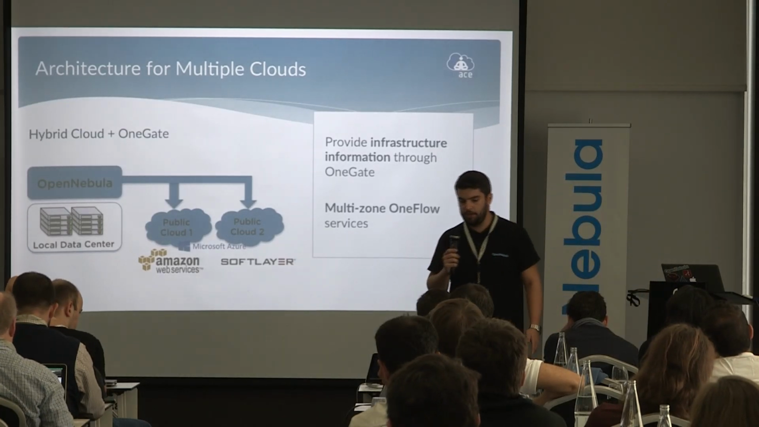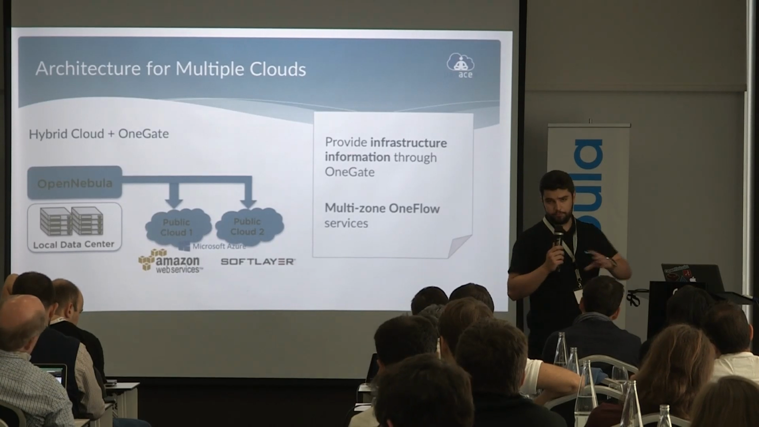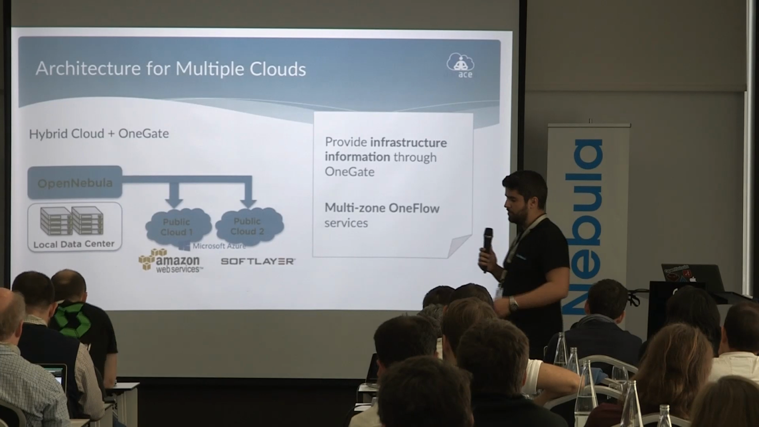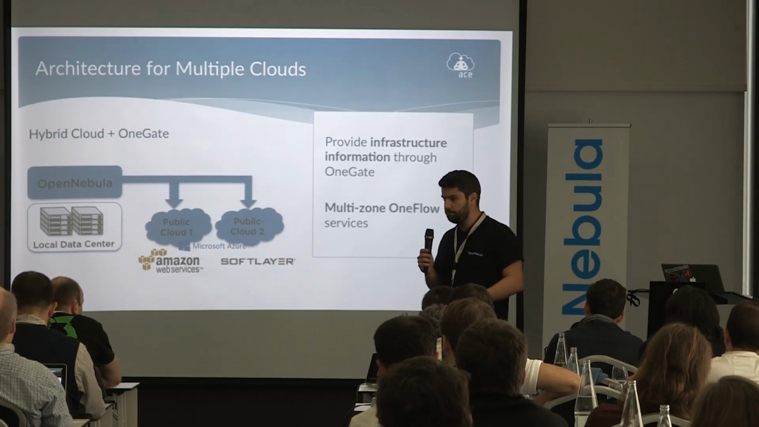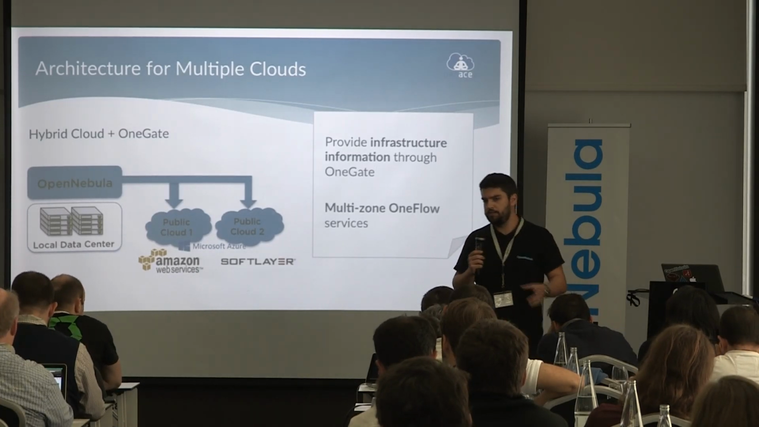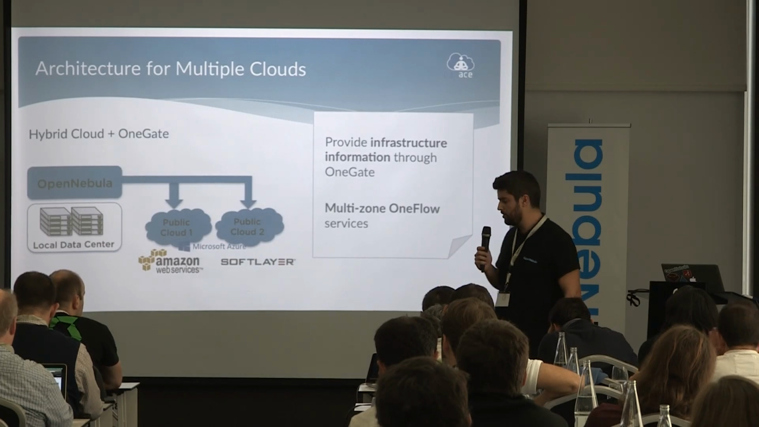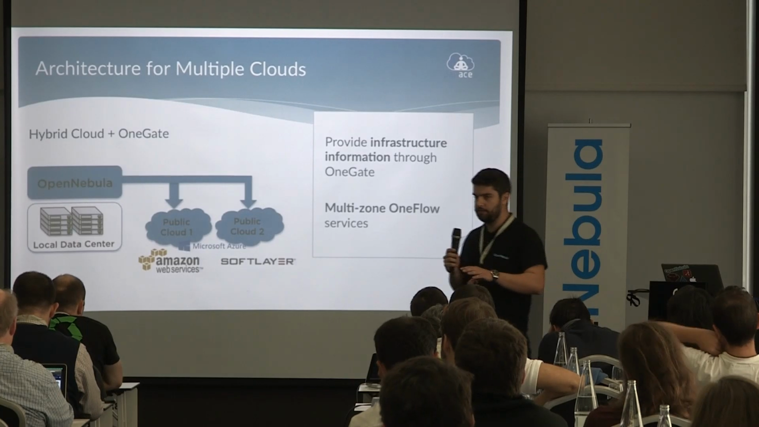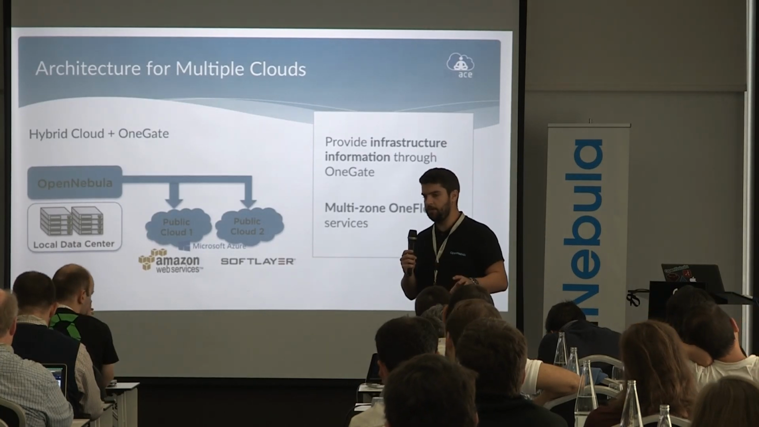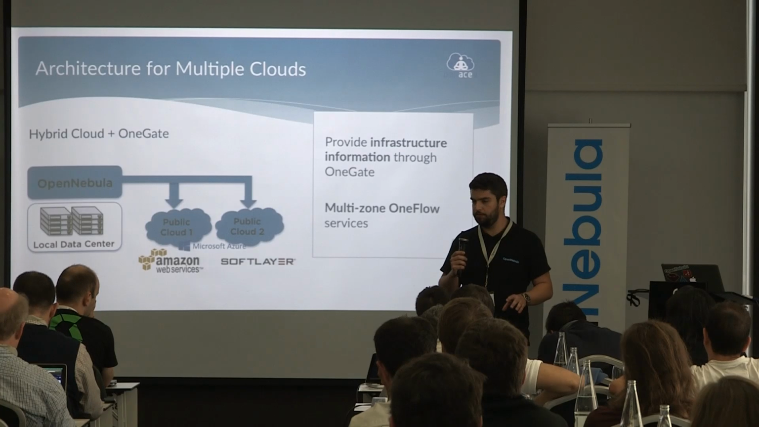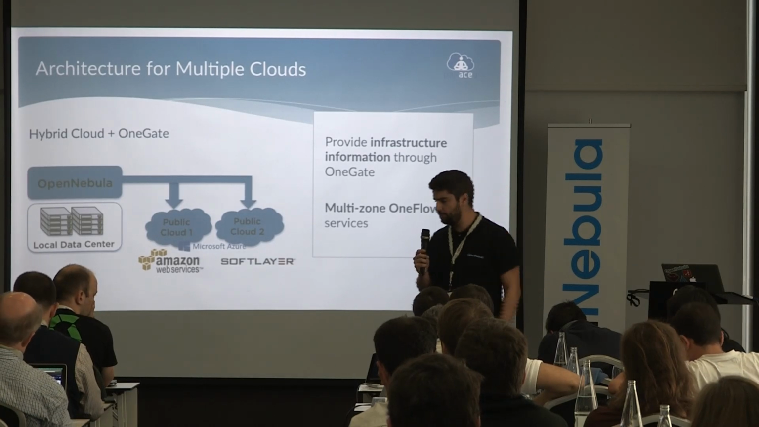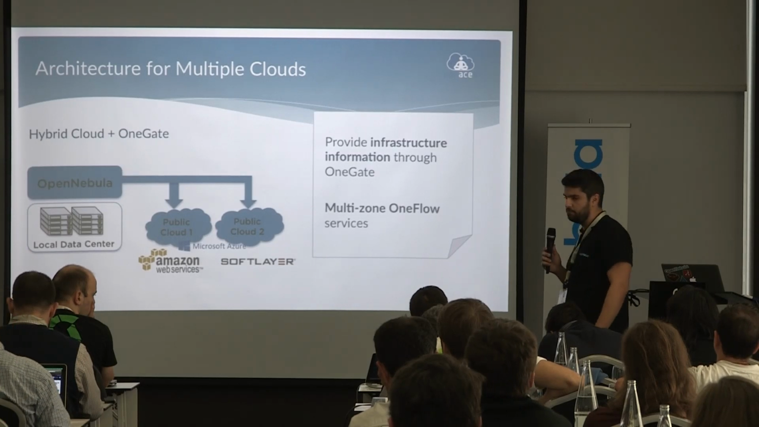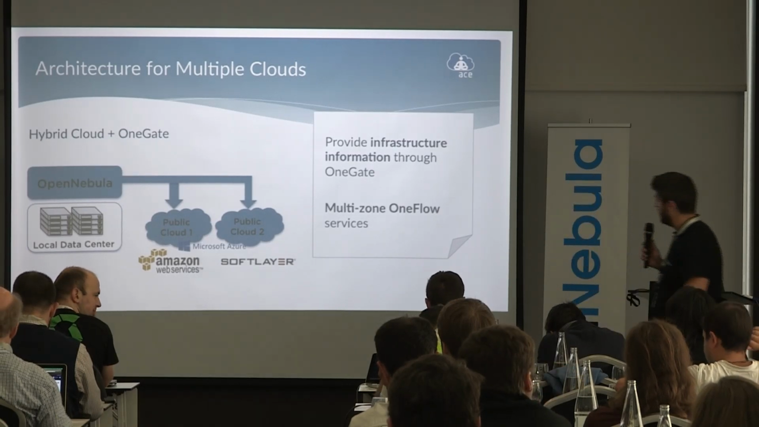OneFlow services. The thing is that when you have multiple zones, the only resource that is shared among different clouds is the authentication part, user groups and ACLs, but resources are not shared between the different zones. So probably it would be nice to be able to define services that use different resources from different OpenNebula zones. That is something that is there, but we are not implementing it yet, but probably it would be nice.